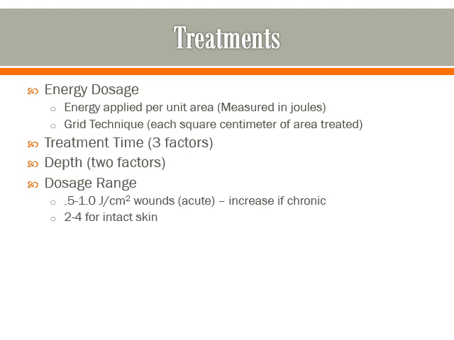Your dosage range. This is what I'm looking at right now, as some textbooks give different specifics for certain injuries. I'm going to look at it from this perspective. If you have an acute wound that's open and you're treating it, you're going between 0.5 and 1.0 joules per centimeter squared. You could increase that slightly if it's chronic. If you're dealing with intact skin, you're going to be somewhere in the range of 2 to 4 joules per centimeter squared.